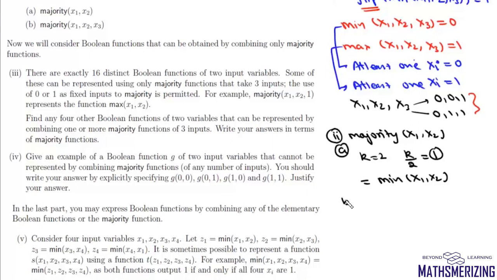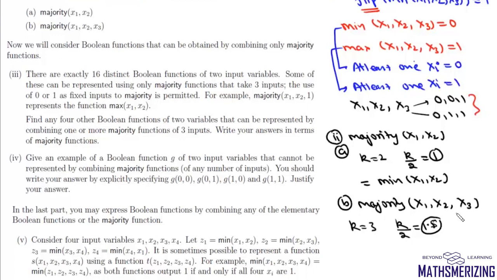Now this B is majority x1, x2 and x3. Now in this case, the value of k is 3. This majority function will display 1 when more than k by 2, which is 1.5. When basically 2 or more inputs are 1.